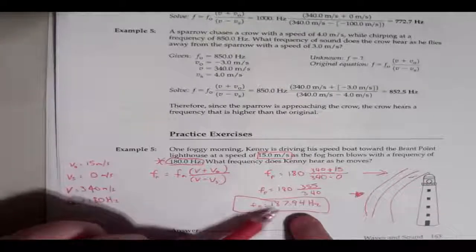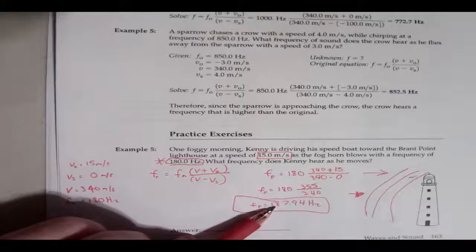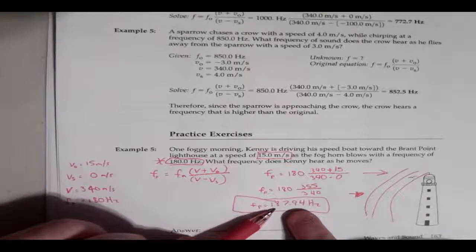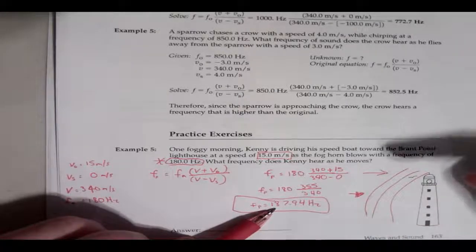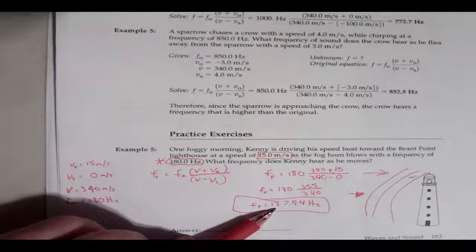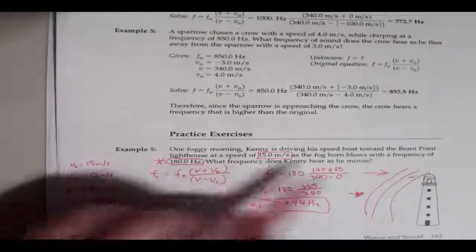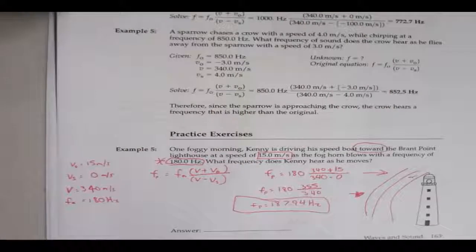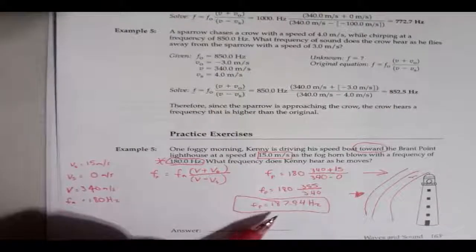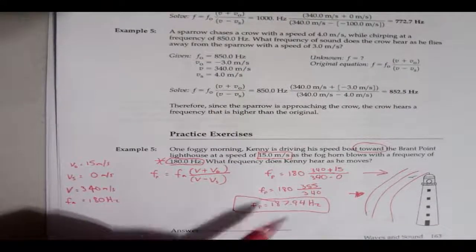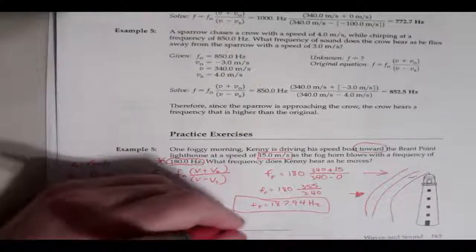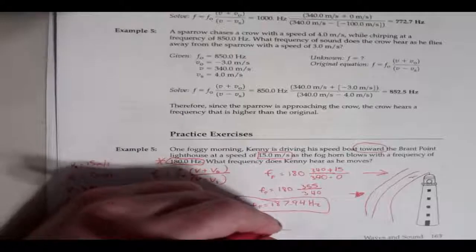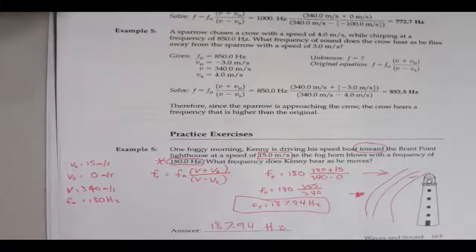If this was a lower number, let's say 150, and you didn't know which direction he was going, that tells me that he would be going away, right? But we know he's speeding toward the lighthouse, which means it should be a higher frequency that he perceives in his head. So there you go. We got our answer, 187.94 hertz.